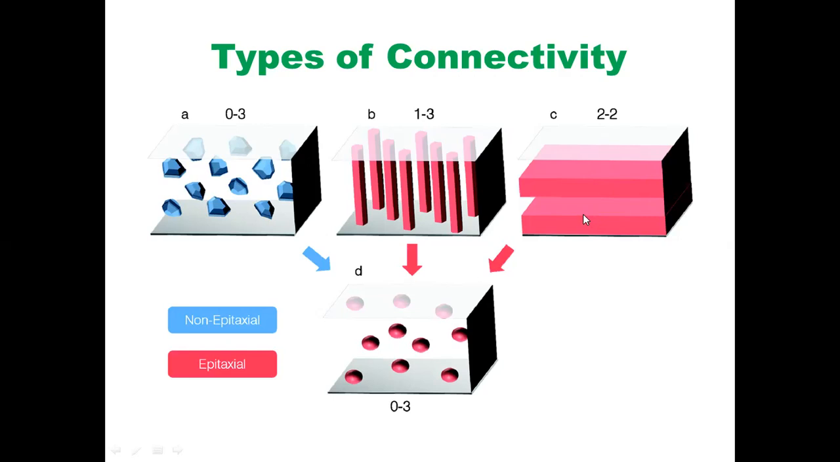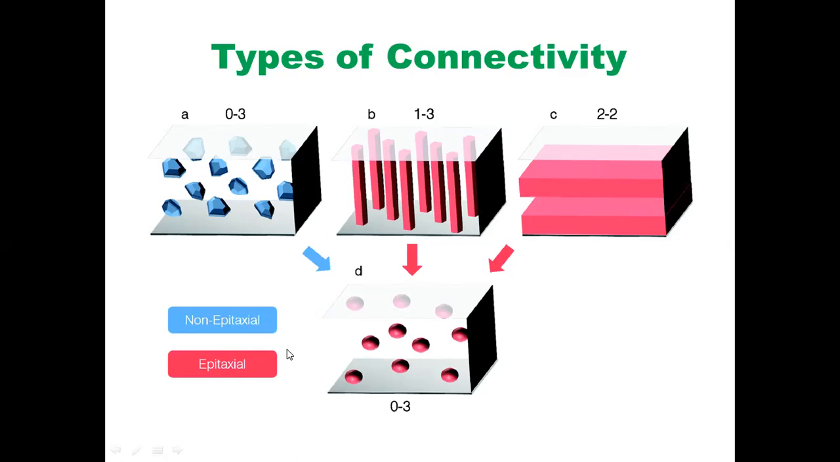One thin film is coated over another, and the type of connectivity existing between these two thin films is referred to as the 2-2 connectivity. So this is another type of connectivity. And this connectivity is sometimes referred to as the non-epitaxial connectivity or the epitaxial connectivity.